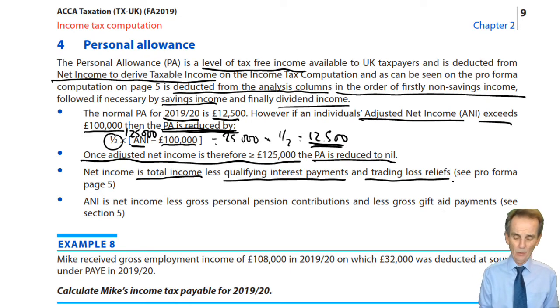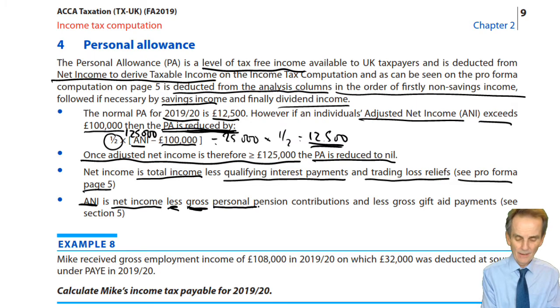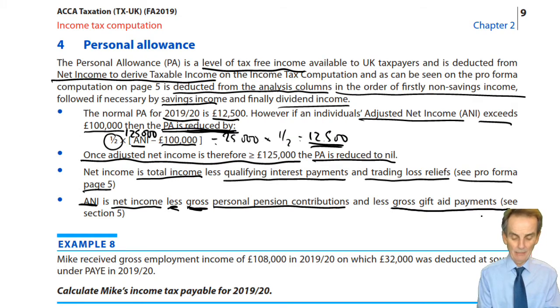We will, of course, deal with that again in the future. Chapter 7, I think, for that. And that, of course, is on your pro forma page 5. And adjusted net income, so now the adjusted bit here, is the net income, as we have, let's underline it, is net income less the gross amount of any personal pension contributions and also less any gross gift aid payments.